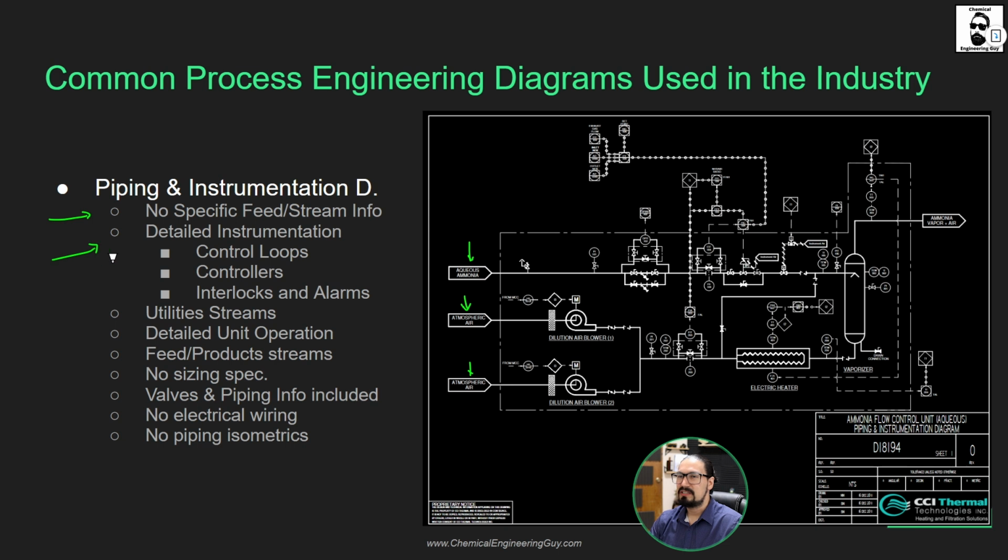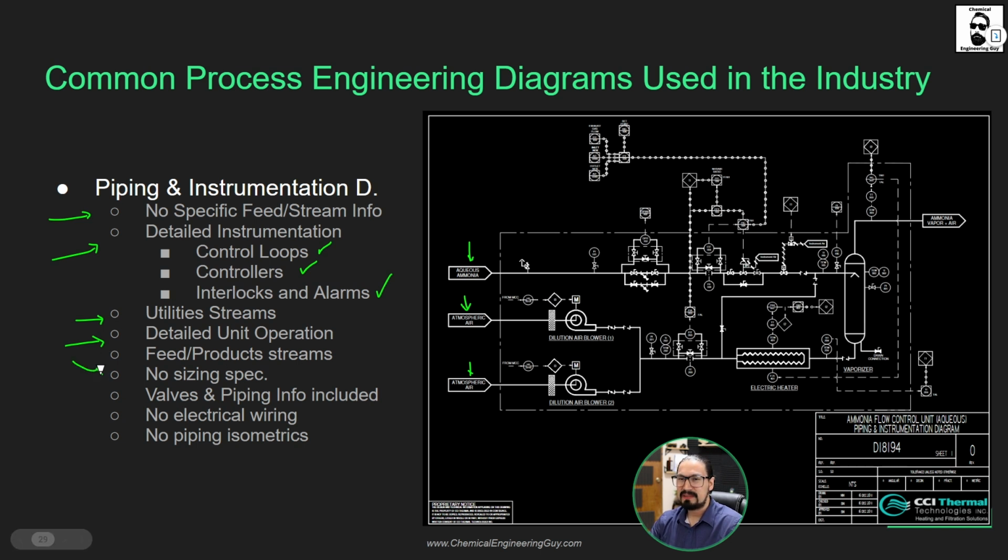There's detailed instrumentation, as stated before, guys. You can see control loops, controllers, interlocks, and alarms. Very likely you're going to see all the utility streams that are being used in the process. Detailed unit operations, as you can see, not only a block; you're going to see that the block has valves, sensors, control loops, and so on.